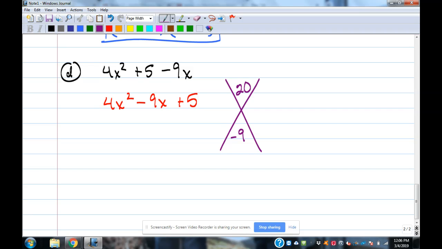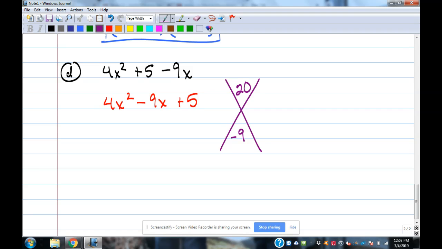Okay, 10 times what is 20? 2. Okay, could it be negative 10 and negative 2? No. That still gets us positive 20, right? Yeah. But does it add to be negative 9? No. So we know 10 and 2 are out. What other options do we have to multiply to be 20? 5 times what? 4. 5 times 4.